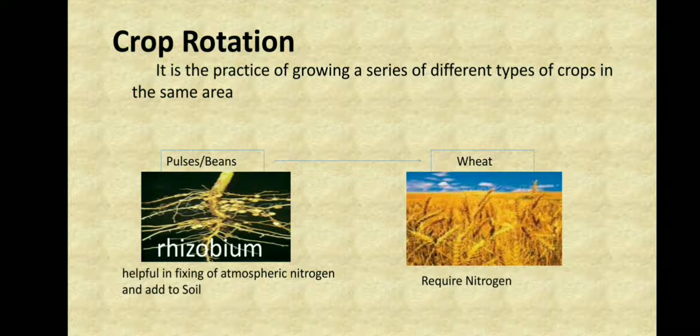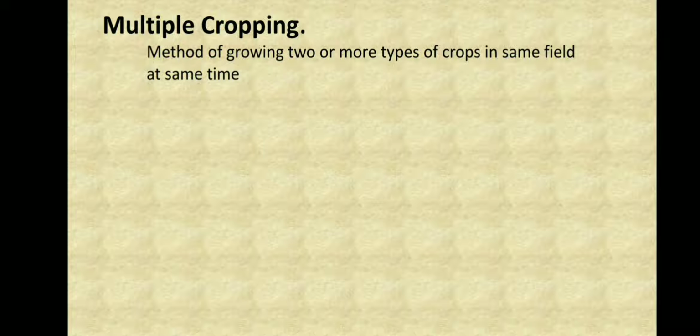So now let's go to the second thing. When this happens, there is no nitrogen deficiency in the soil. So now let's go to the second thing, which is multiple cropping. What they do in multiple cropping is, it's a method of growing 2 or more types of crops in the same field at the same time.